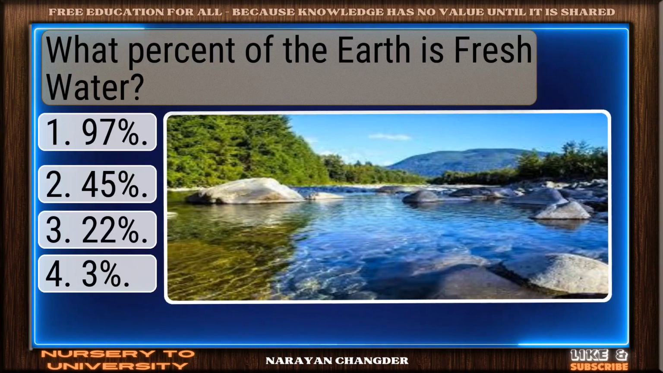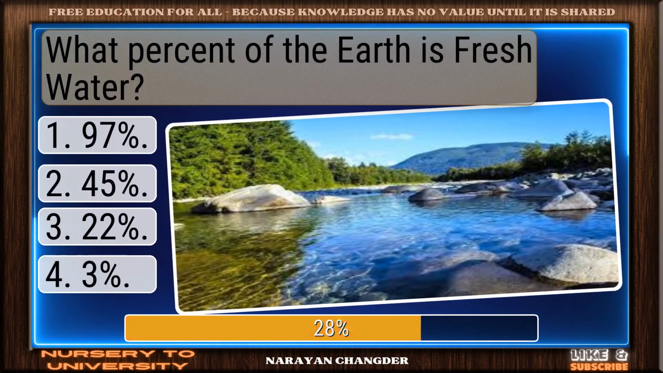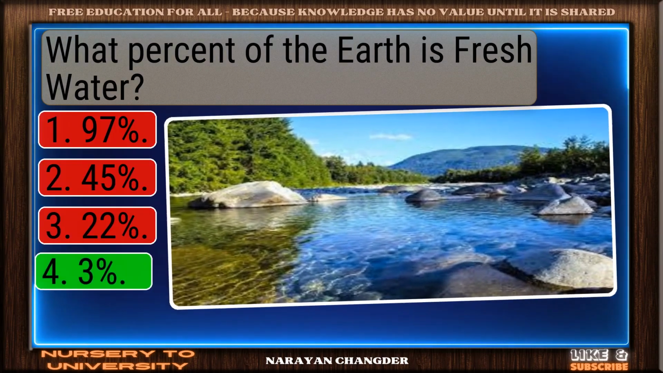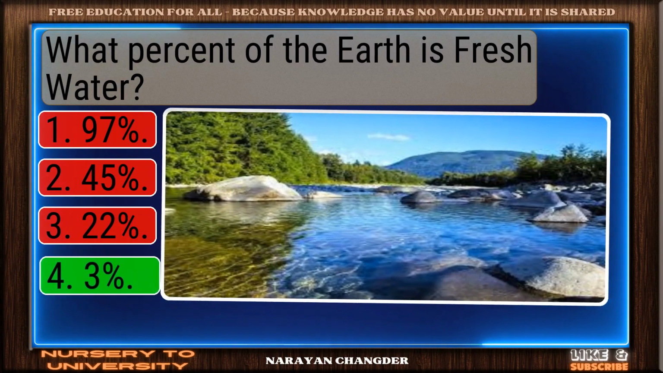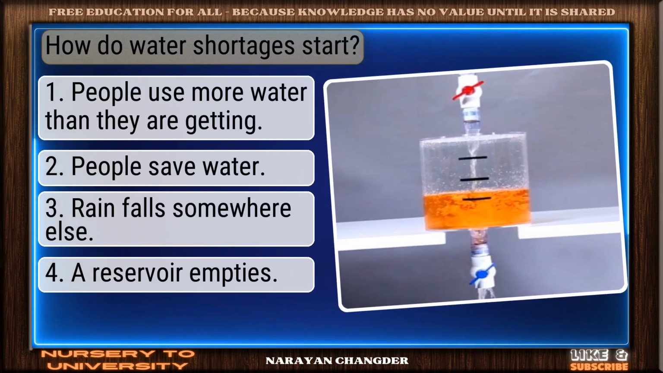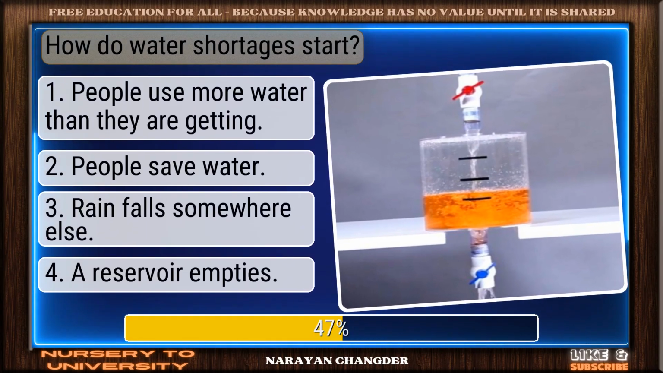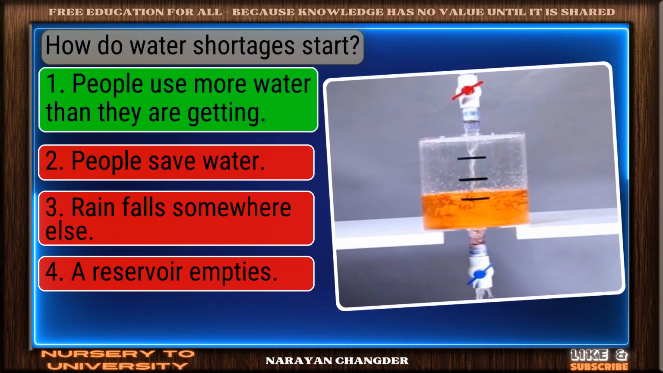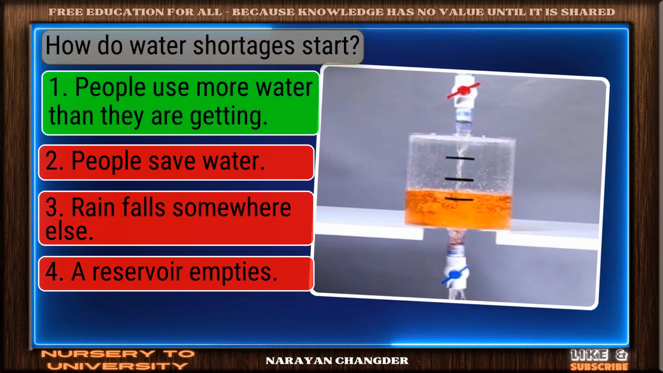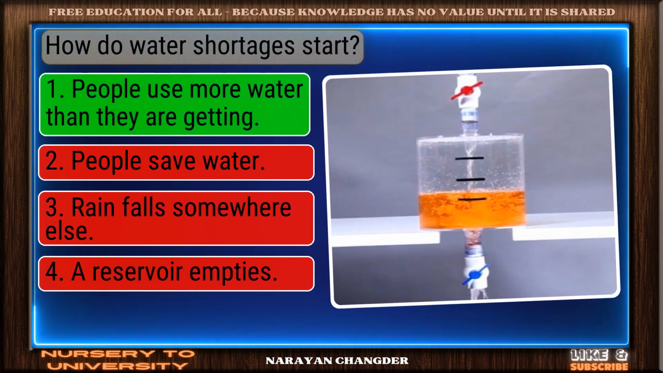What % of the Earth is fresh water? Right choice. 3% is the best answer. How do water shortages start? You're right. People use more water than they are getting is the correct answer.